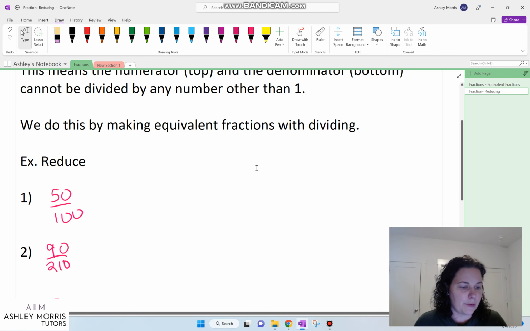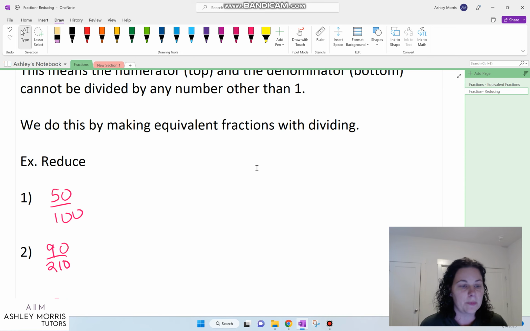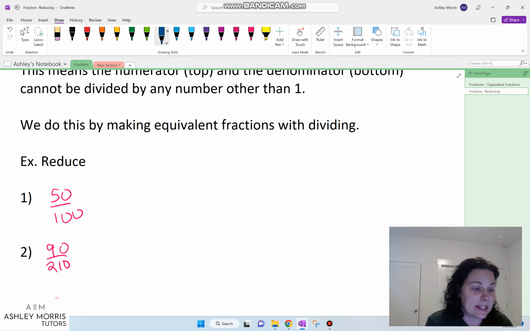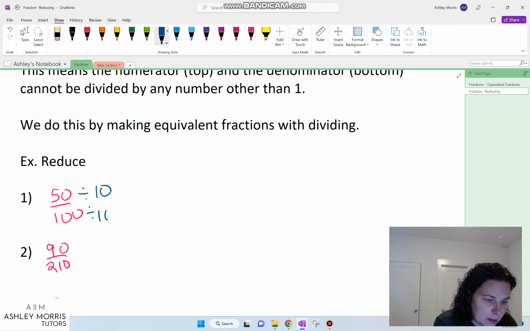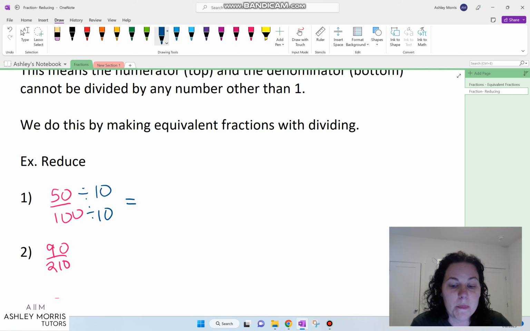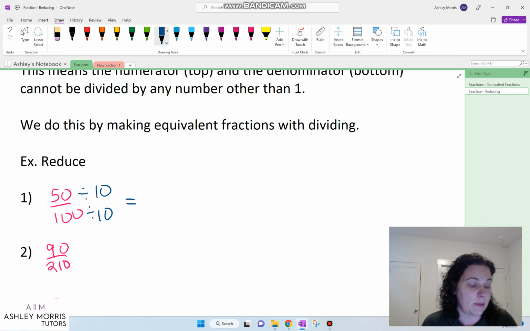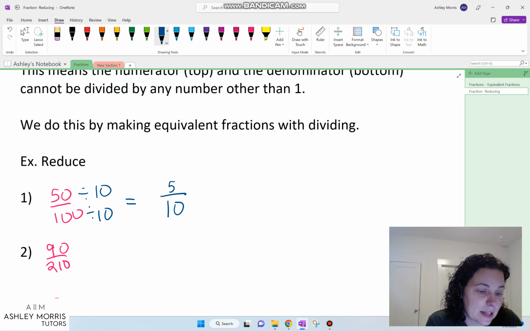So number 1, 50 over 100. We need to reduce this as far as it will go. The first thing I notice is that they both end in a 0. That tells me I can divide by 10. So I'm going to divide the top and the bottom by 10. Remember, when we're making equivalent fractions, we have to do the same thing to the top and the bottom of our fraction. So 50 divided by 10 is 5. 100 divided by 10 is 10.